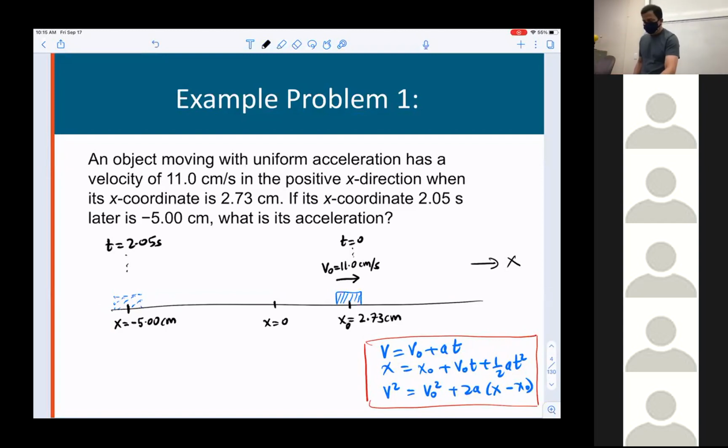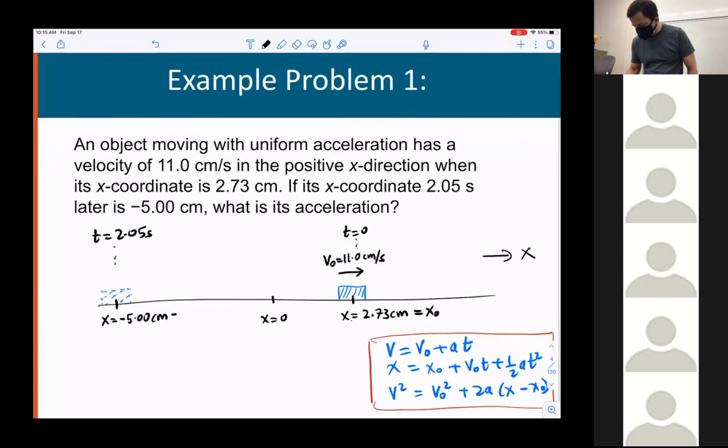Or maybe I'll do it in the following way. This is equal to x naught. That is your initial coordinate at time t equaling 0. This here is equal to your x. Well, it's just x. I hope that's not confusing.